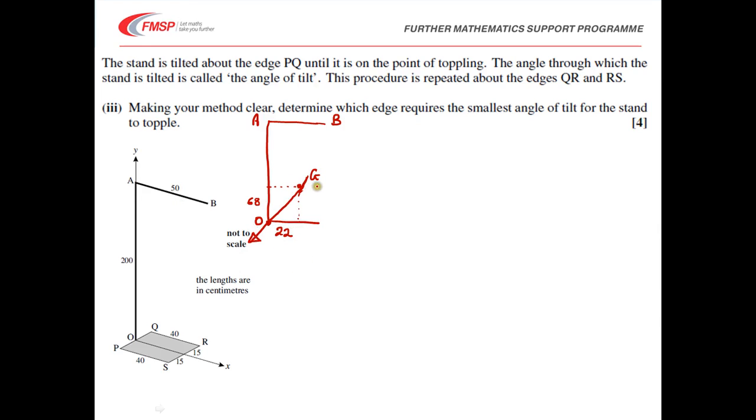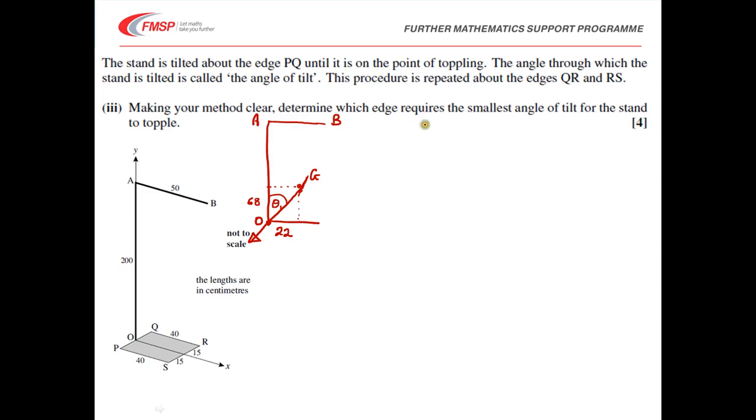So just as it's about to topple, the setup will be that this arrow that I've drawn here will be the vertical. So the angle of tilt, if you can imagine this object is being tilted until my line GO is vertical, so the angle of tilt in this case is this angle here, which I'm going to call theta 1. So that's the angle of tilt in that section.